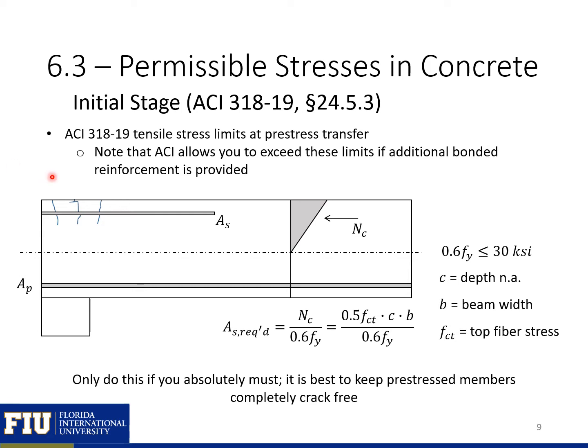ACI 318 gives you an option if you do exceed the tensile limit stress at pre-stress transfer. They allow you to provide some non-pre-stressed steel in the region where cracking occurs to restrain the cracking that occurs. So you can calculate the amount of steel that you would need using this equation here. But in general, you want to design your beam not to crack at the ends. You want to keep your beam uncracked, because any cracks will allow water and chlorides to get in there and start the corrosion process. So you want to try to keep your beam uncracked if possible.